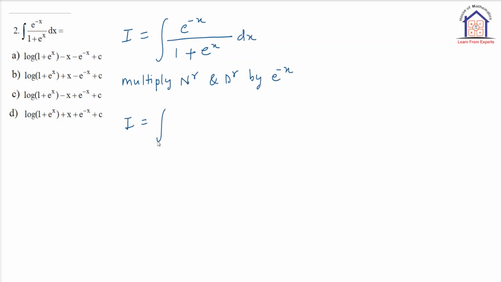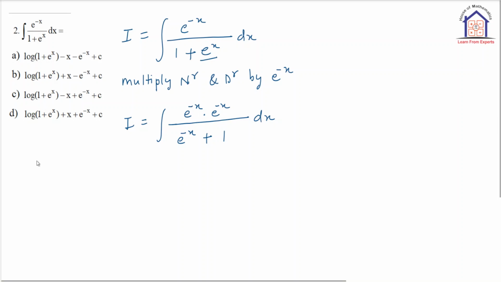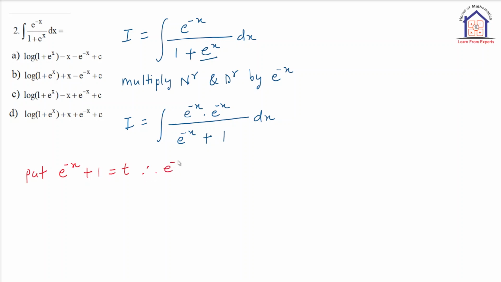Now see here, this integral becomes e to the power minus x into e to the power minus x in the numerator, upon 1 into e to the power minus x is e to the power minus x, plus e to the power x into e to the power minus x will become 1, dx. Okay, now I will use the substitution here. Put this denominator e to the power minus x plus 1 equal to t, which will give e to the power minus x equal to t minus 1, and after differentiating this, minus e to the power minus x dx equal to dt, and e to the power minus x dx equal to minus dt.